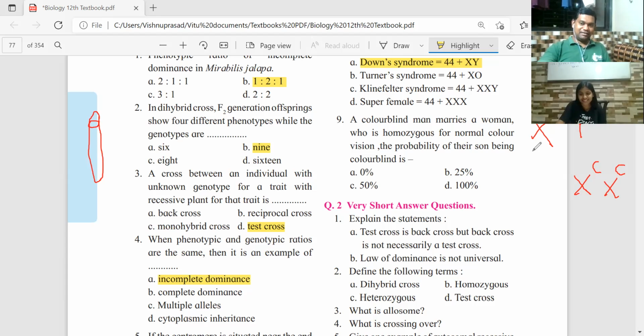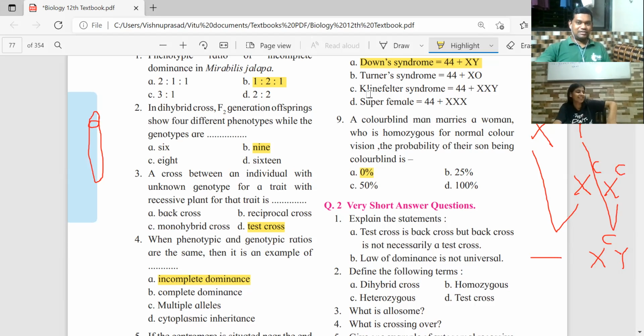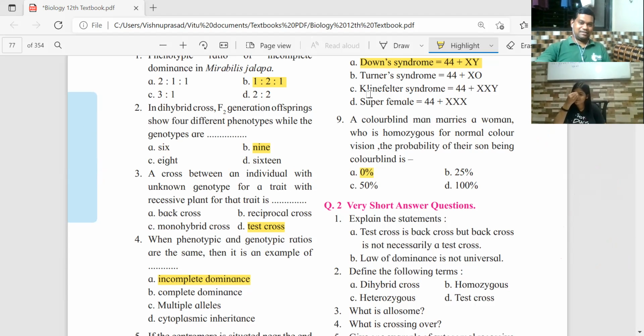Now the question is about a son. This can fuse with this, but that would be a daughter and a carrier, so we leave it aside. A son is X with a capital C and Y, the only possibility. Is the son colorblind? No, not at all. The answer is zero percent. Do it slowly and carefully, and you will be able to understand.